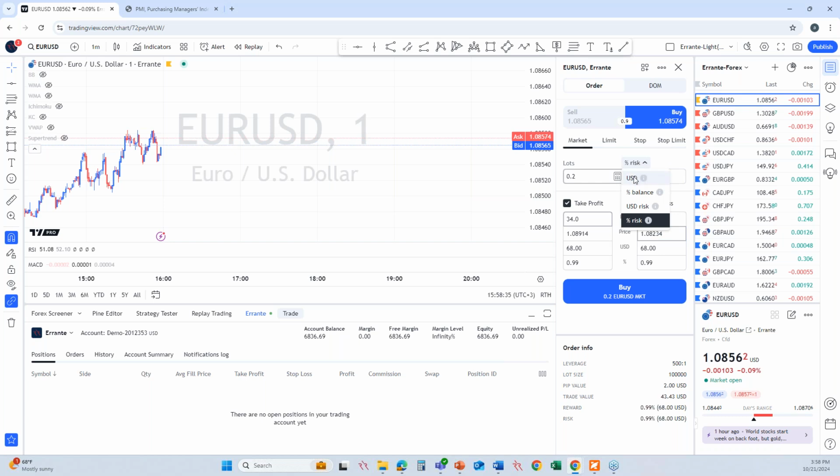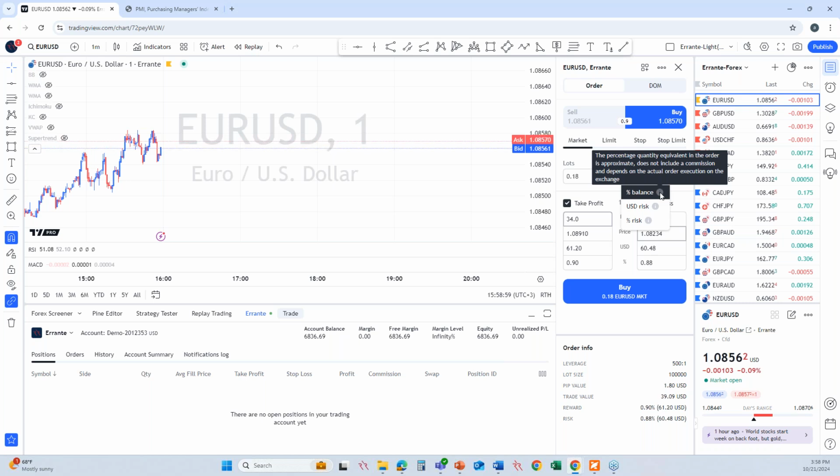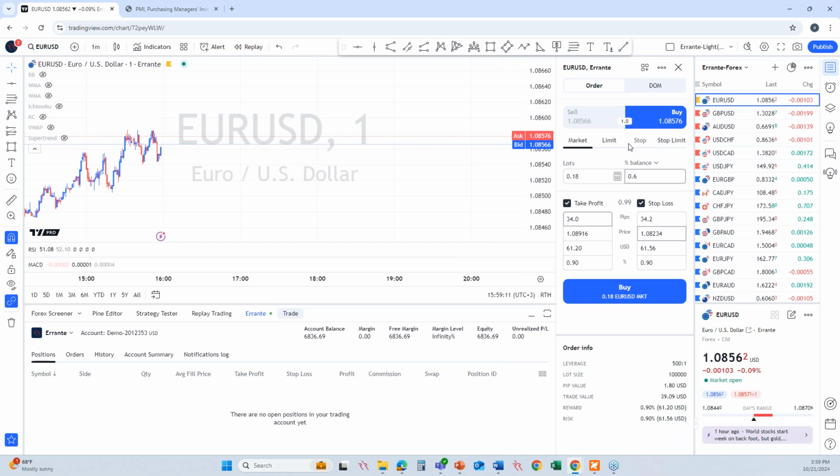And of course, you have the choice to change it to your account currency, which is USD here, and also the percentage of your balance, which means the percentage quantity equivalent in the orders. Approximate does not include the commission and depends on the actual order execution on the exchange. So it means these numbers are all approximate calculated. It's not the exact number, but it gives you a very great hint to maybe follow up with the market and your position size.